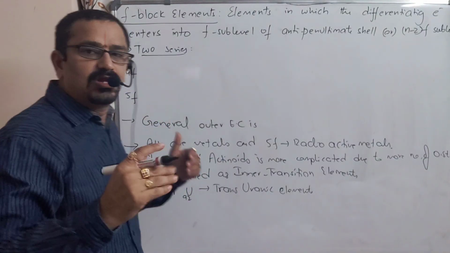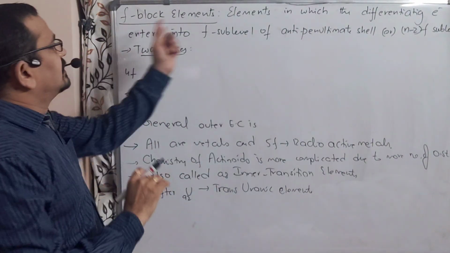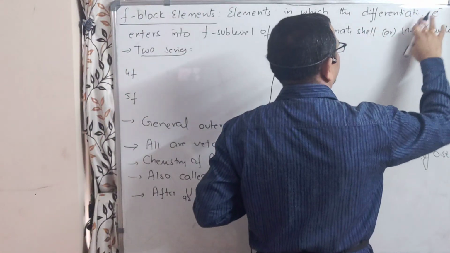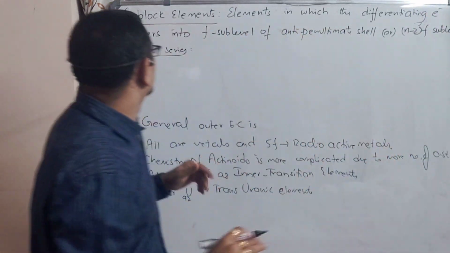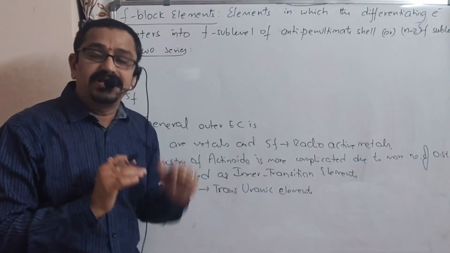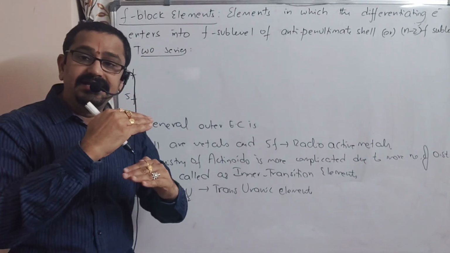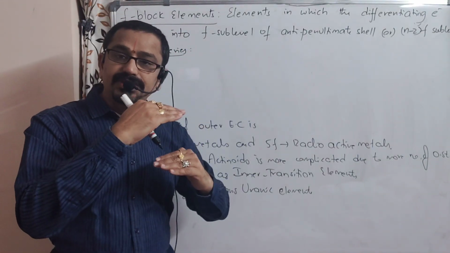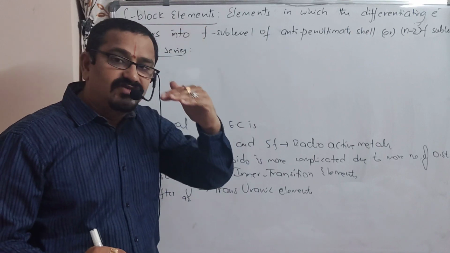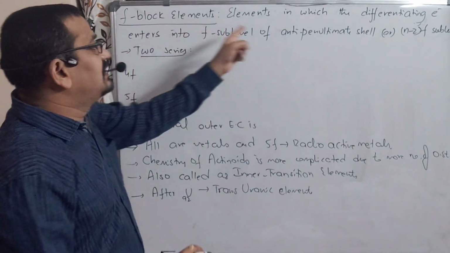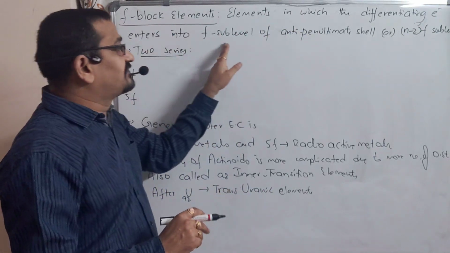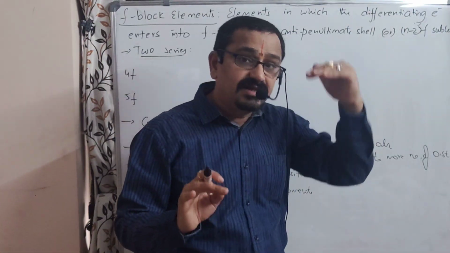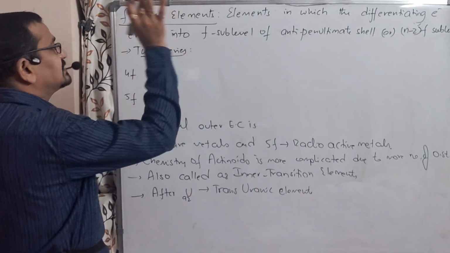When it comes to the next block, that is F block elements, the definition is: elements in which the differentiating electron enters into F sublevel of anti-penultimate shell. Ultimate, penultimate, anti-penultimate. Last shell is ultimate, last but 1 is penultimate, last but 2 is anti-penultimate. N-1, N-2. This is the notation. Elements in which the differentiating electron enters into F sublevel of anti-penultimate shell, or N-2 F sublevel, are called F block elements.